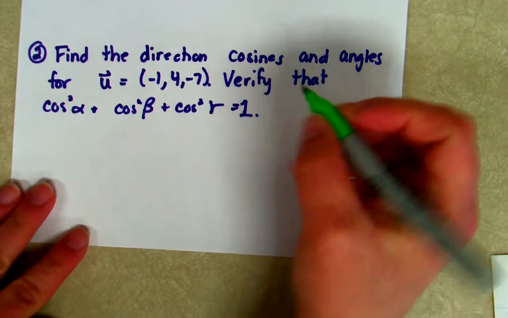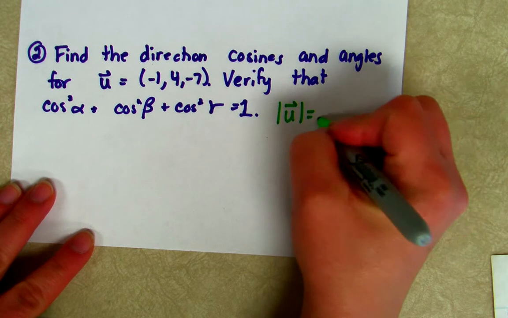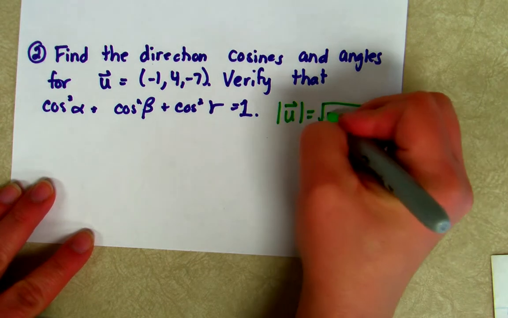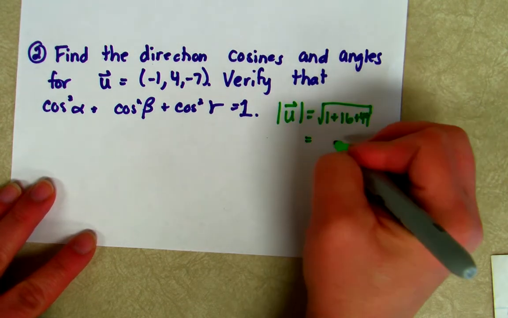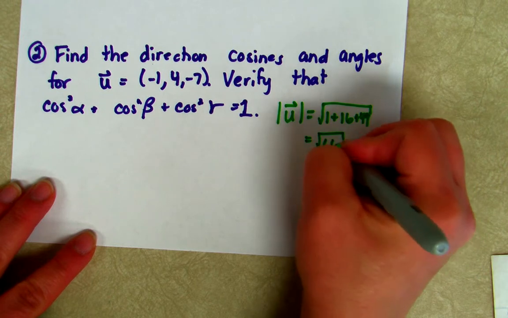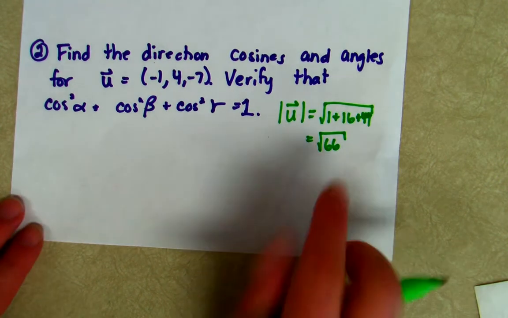So I have my vector u. When working with direction cosines, the first thing I need is the magnitude of u. So the magnitude of u is going to be 1 plus 16 plus 49, which is the square root of 66. I don't think that's reducible. I'm going to check it quickly with 4. Nope. So that's going to stay that in lowest terms.